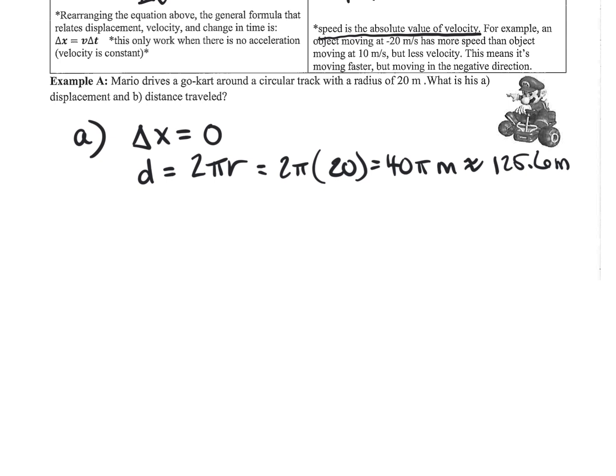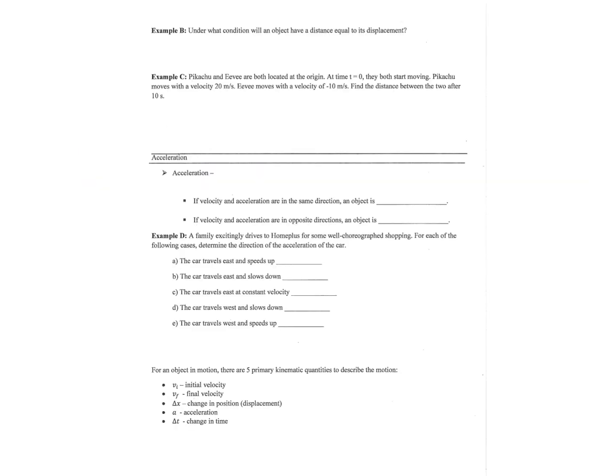Okay. So let's keep going here. So this was B. The distance he traveled, 125.6 meters. Okay, thereabouts.